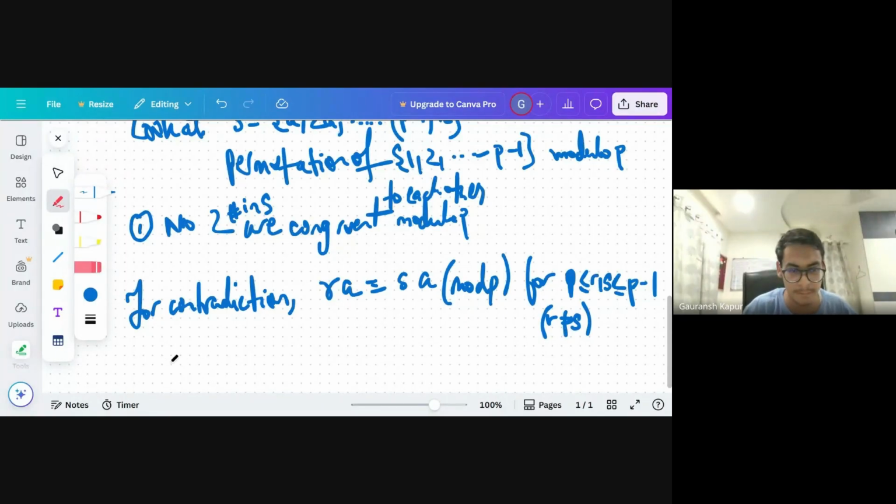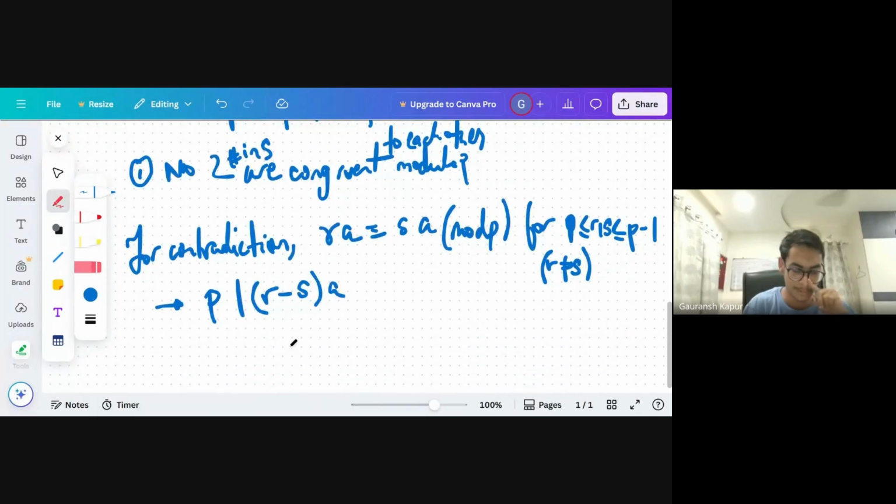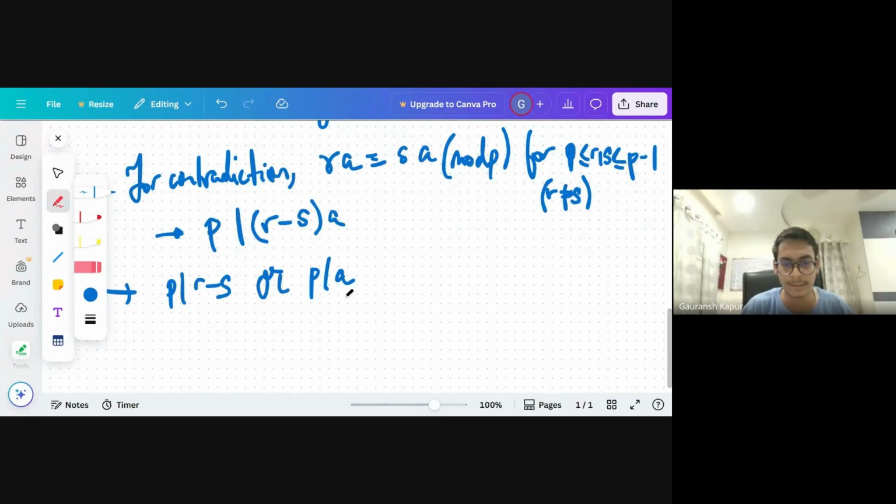So now if we just write this into the divisibility terms, then this implies that P divides (R minus S) times A. So now we know that P is a prime. So if a prime divides the product of two numbers, it must divide at least one of them. So we must have P divides R minus S or P divides A. P divides A is not possible because we have chosen A such that A is coprime to P.